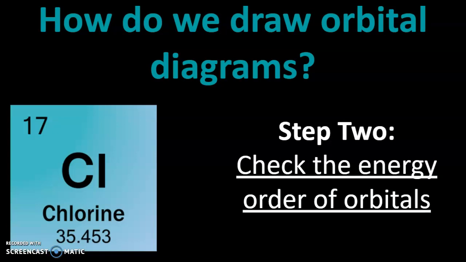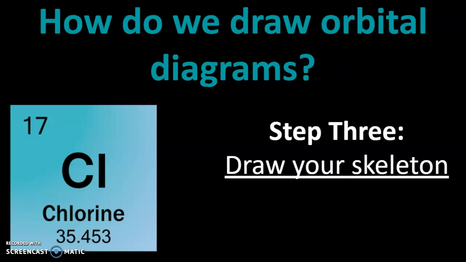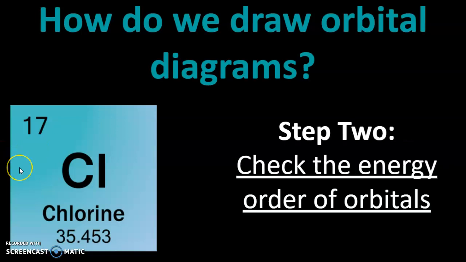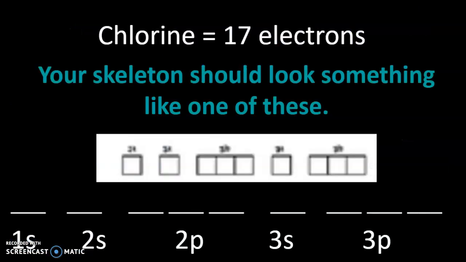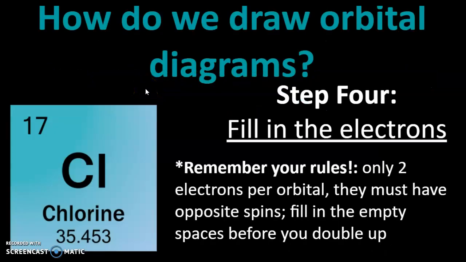Now, step 2, we're going to check the energy order of orbitals. According to the Aufbau principle, we need to go in order. So chlorine is going to fill in the electrons for the 1s, then 2s, 2p, 3s, and then 3p shells. Third step, you're going to draw your skeleton of your orbitals, meaning the boxes down below in step 3. I've already put in the orbitals for chlorine there. Now you're just going to have to do step 4.